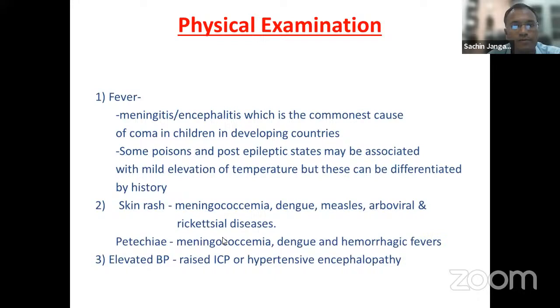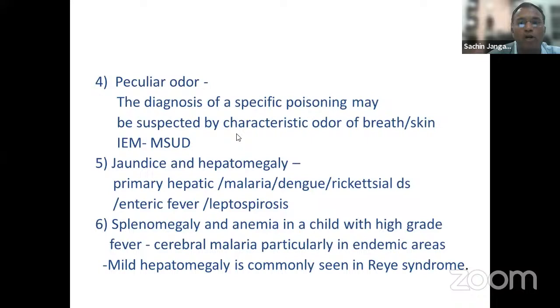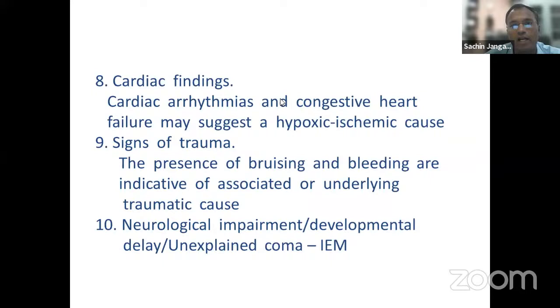If you can smell a peculiar odor, it can point towards a specific etiology in poisoning, or in case of some IEM like MSUD. If we have jaundice or hepatomegaly, the primary cause of coma may be hepatic, but jaundice and hepatomegaly can also occur in malaria, rickettsial disease, dengue, enteric fever, or leptospirosis. Splenomegaly in an anemic child with high grade fever can point towards cerebral malaria, particularly in an endemic area. Mild hepatomegaly is also common in Reye syndrome. If you find a cardiac arrhythmia or congestive cardiac failure, it may suggest a hypoxic ischemic or cardiac cause for the coma.